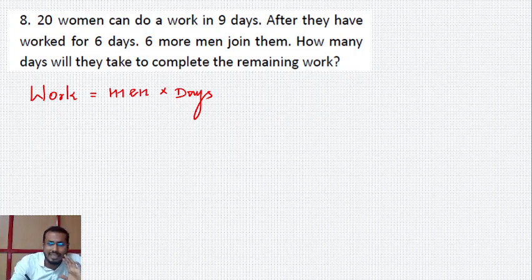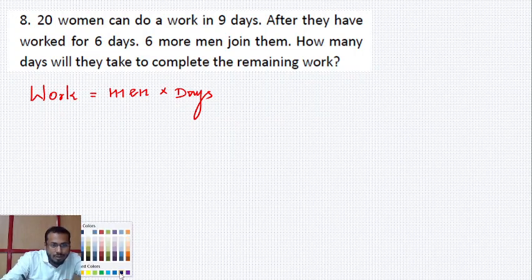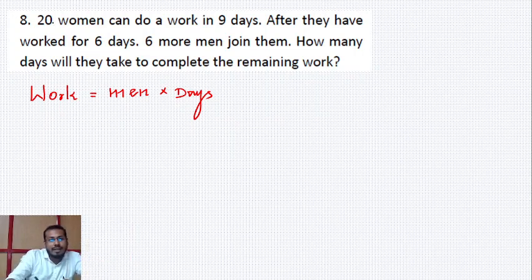Whatever the question given, until now we had seen that all the numbers are for a single person, A, B, C, X, Y. Any names will be given, a single person's efficiency or capacity. But here, 20 women, 30 men, 25 children, boys, girls, a group of persons will be given in this question. So when you get this kind of question, just take the men days concept, right? So look at this here.